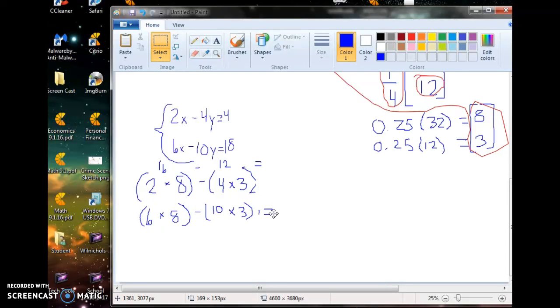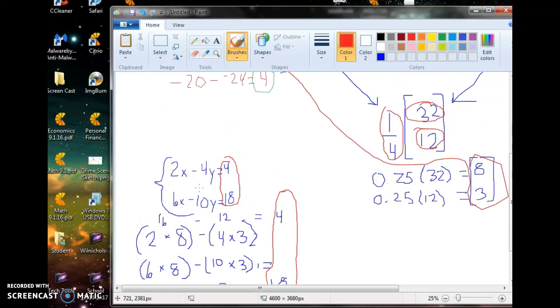And 6 times 8, 48, minus 10 times 3, 30. This gives us 16 minus 12 is 4, and 48 minus 30 is 18. And this is our answer here. These are our answers, so this equation is correct. We checked our answer, and that shows that this is correct.